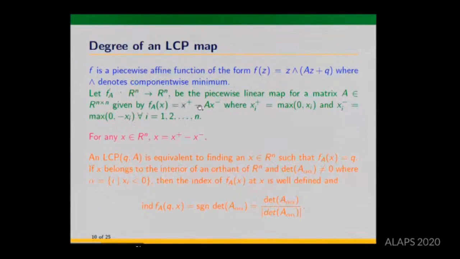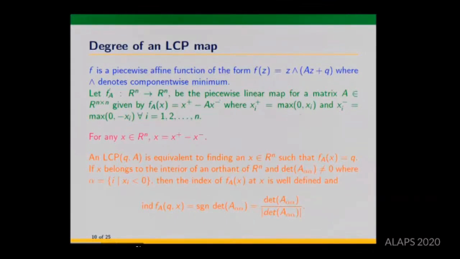I write it down as f_A(x) equals x plus minus A x minus, where x_i plus denotes max of 0 and x_i, and x_i minus is max of 0 and minus x_i. Note that for any x belonging to R^n, x is equal to x plus minus x minus. Now, an LCP(q, A) is equivalent to finding x belonging to R^n such that f_A(x) is equal to q.